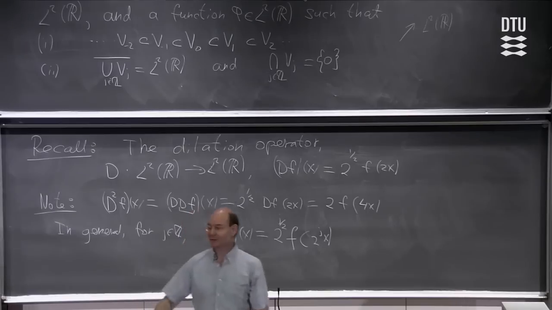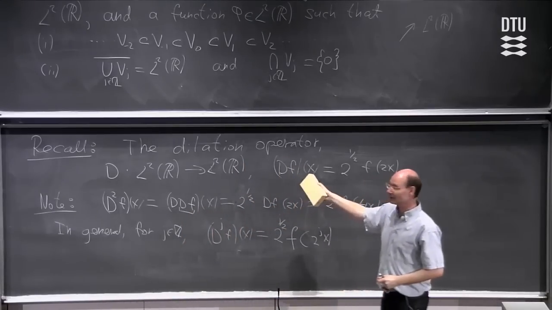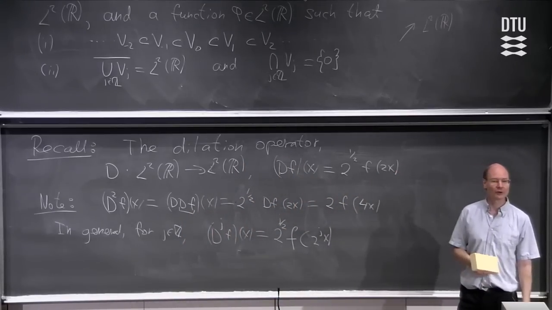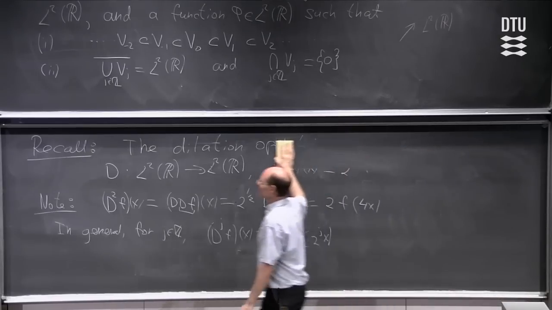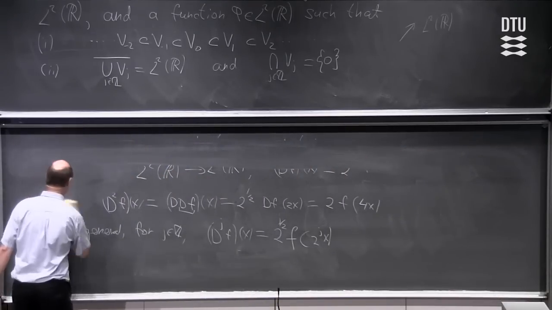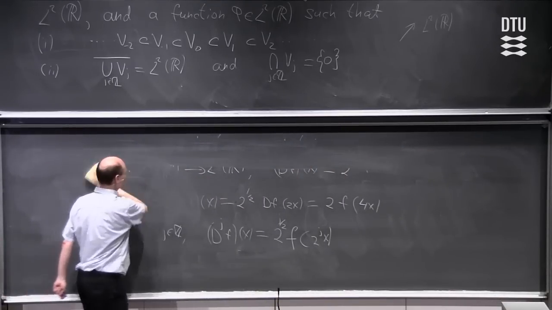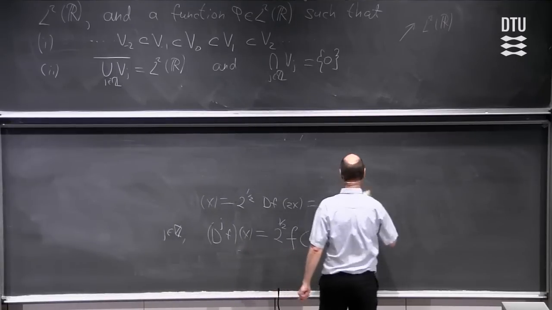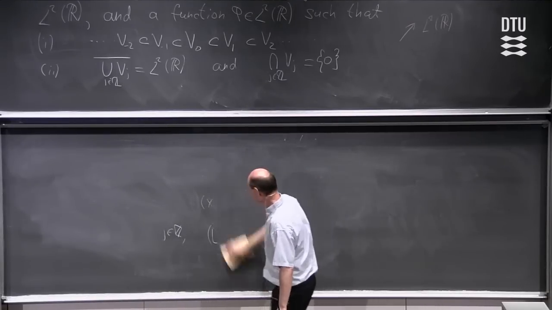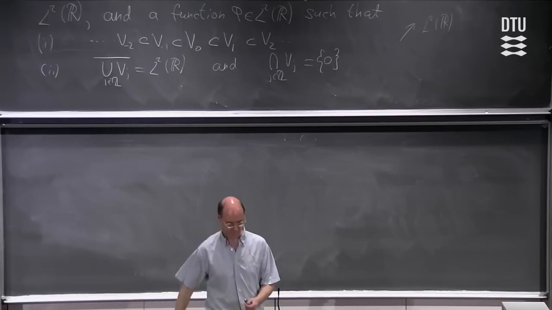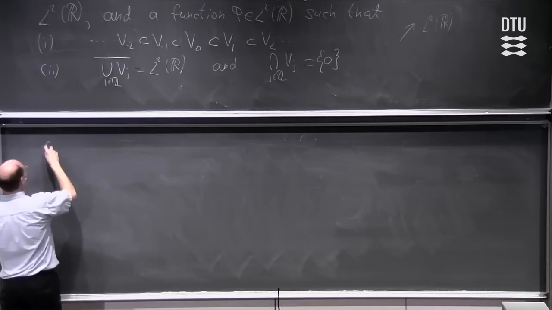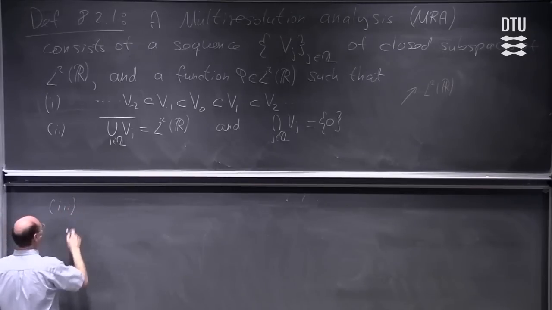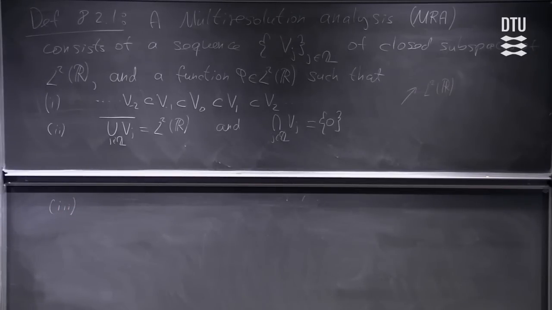So the interesting thing about these conditions I'm writing down here is that the first four of them have nothing to do with the function phi. They only relate to the spaces V_j. So the third condition gives us a relationship between the spaces V_j.